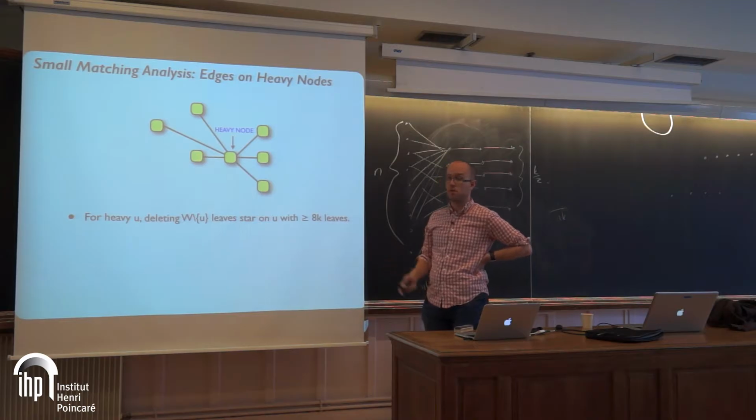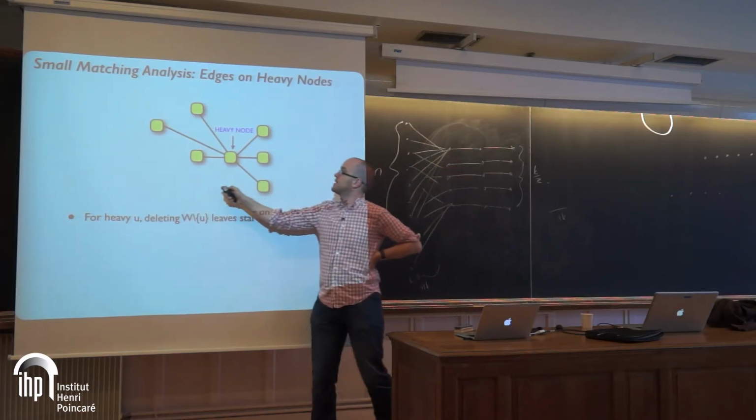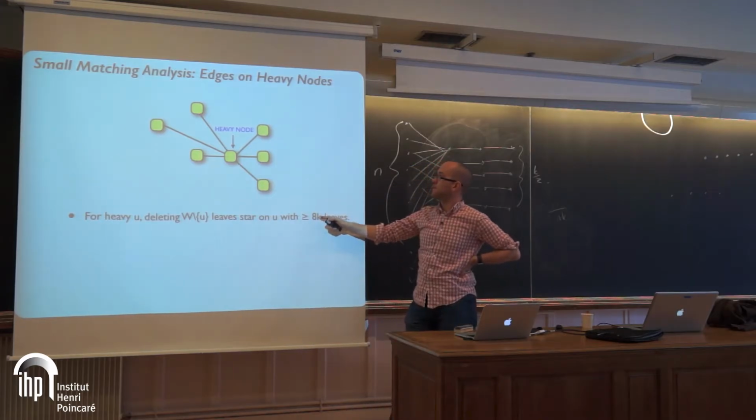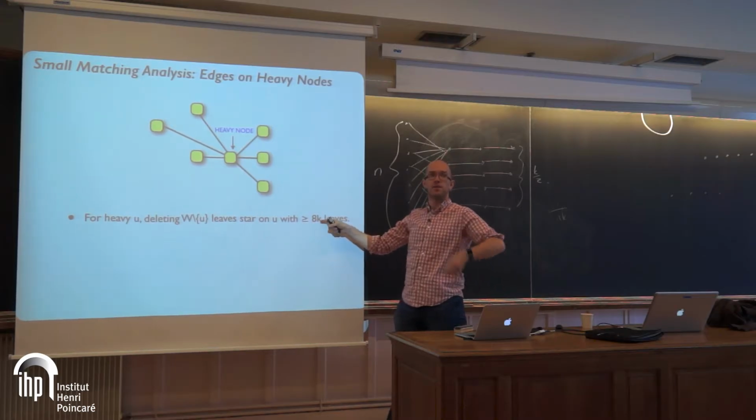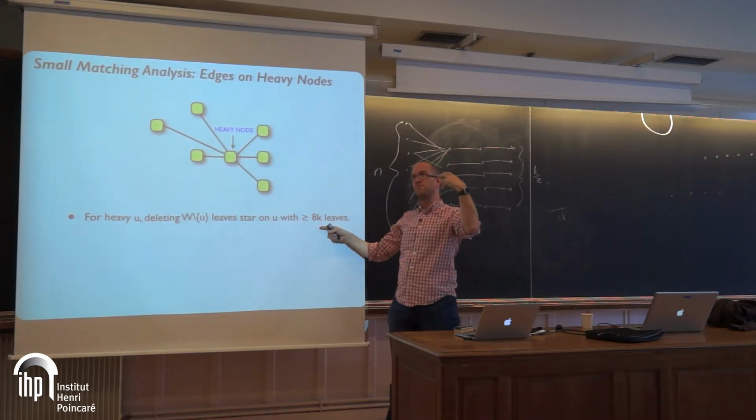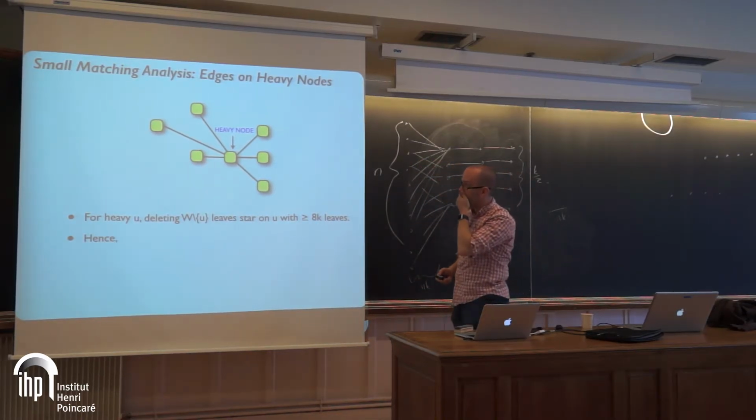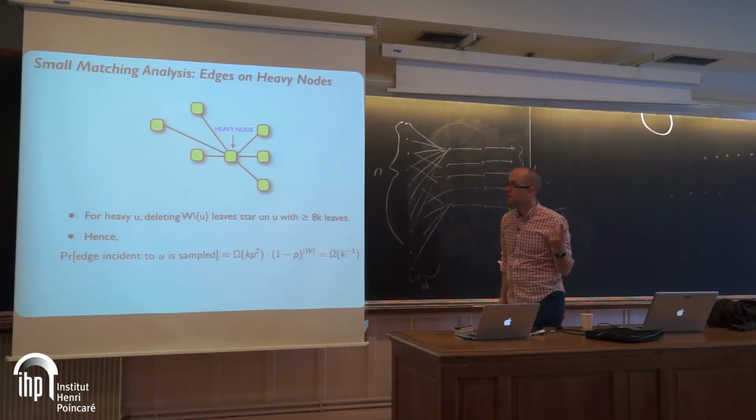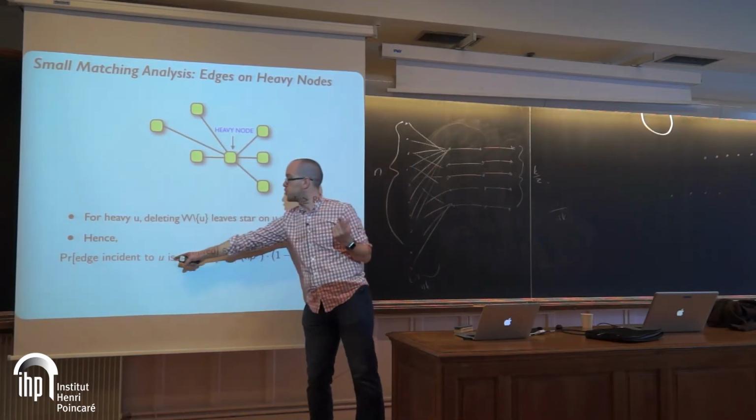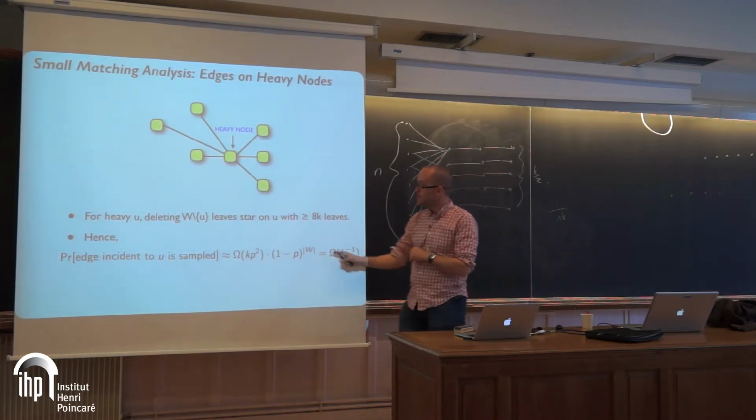So again, let's think about the vertex cover. For a heavy U, deleting all the vertices in the vertex cover, aside from perhaps U, leaves a star on U. Because all edges are incident either to the vertex cover or U. So if I've deleted everything in the vertex cover apart from U, all remaining edges are incident to U. I know some of these neighboring nodes may have disappeared, but if there were at least 10k neighboring nodes initially, there's at least 8k left, because I could have removed at most 2k nodes in the vertex cover.